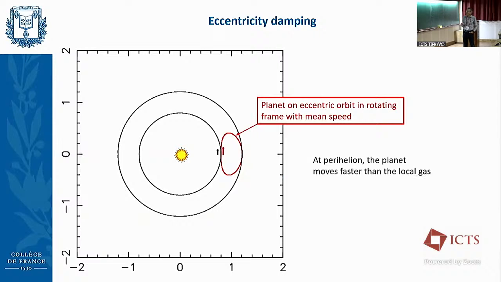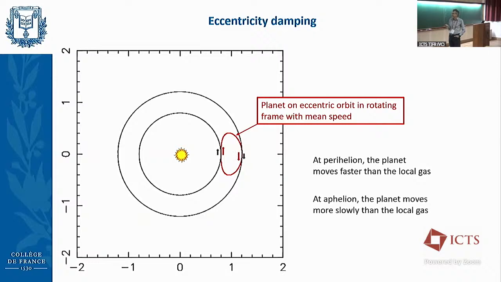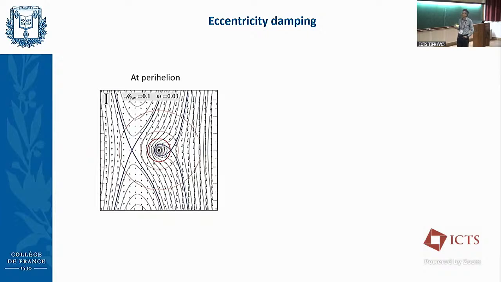And so what happens is that at perihelion, the planet moves faster than the local gas, and at aphelion, it moves more slowly than the local gas. So we can take the same figures as before. Because at perihelion the planet moves faster than the local gas, the gas at the planet location will move from top down. And for this reason, as before, the lower part of the wave will be much stronger than the upper part of the wave.